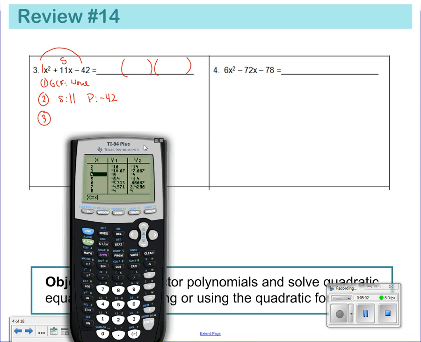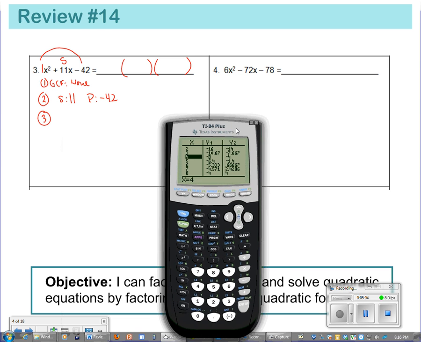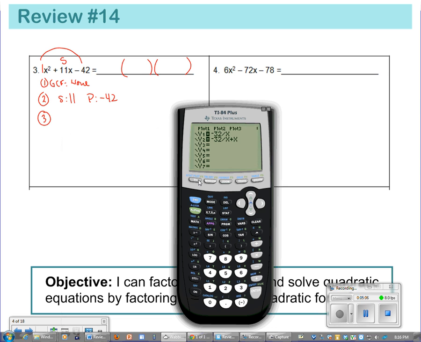Our next thing is to come up with the factors. What multiplies to give you negative 42 but add to give you 11? Can't think of that off the top of my head, so I'm going to put that in my calculator. Negative 42 divided by x in y1, and in y2 I do negative 42 divided by x plus x.